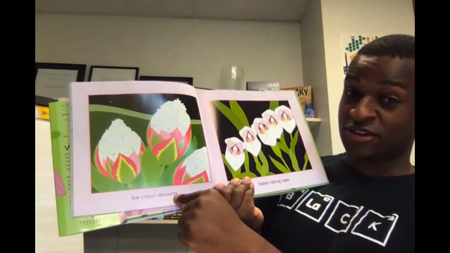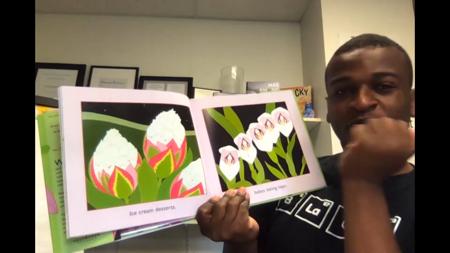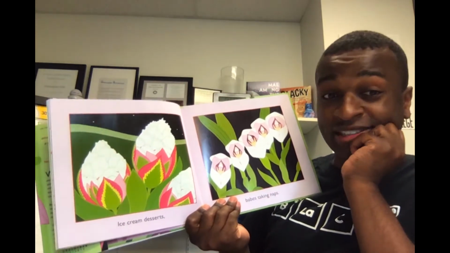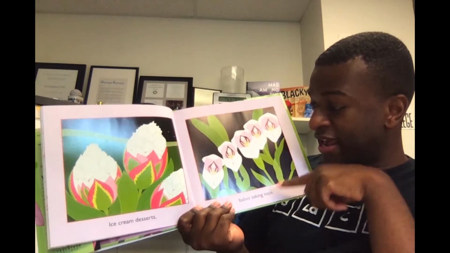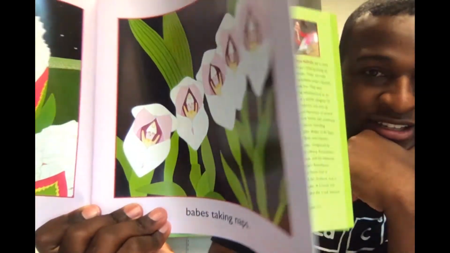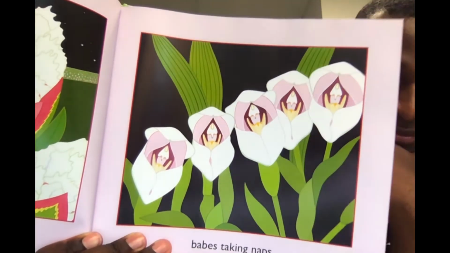This one's great. Ice cream desserts. Doesn't it look like a little ice cream in there? Flowers are amazing, man. Amazing. Babes taking naps. Look at them all swaddled up. Looks like they're taking little naps.